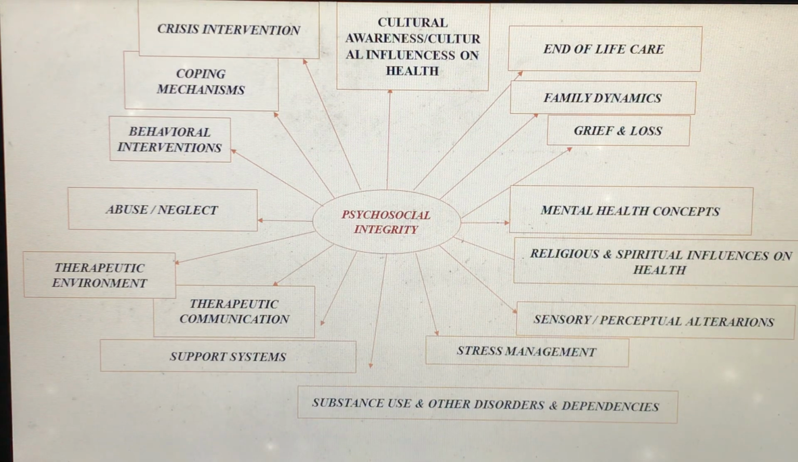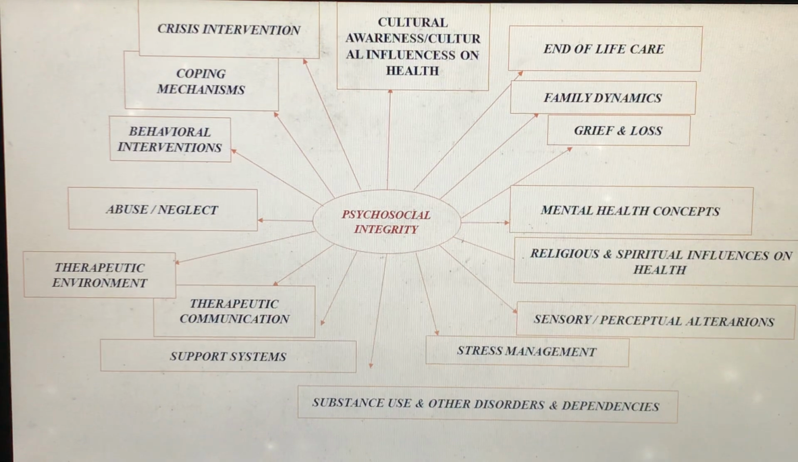When I see this word abuse or neglect, this is also one of the important things. Especially the questions might be related to a geriatric patient or a child who is living in a situation where he's getting some kind of abuse or such behavior from the family members or the environment. So those things we have to assess. And whenever we are reporting abuse or neglect, we should first make a thorough assessment. That is very important. Then the next part is behavioral interventions, then coping mechanisms, then grief and loss, family dynamics, end of life care. So all these topics are connected with psychosocial integrity.